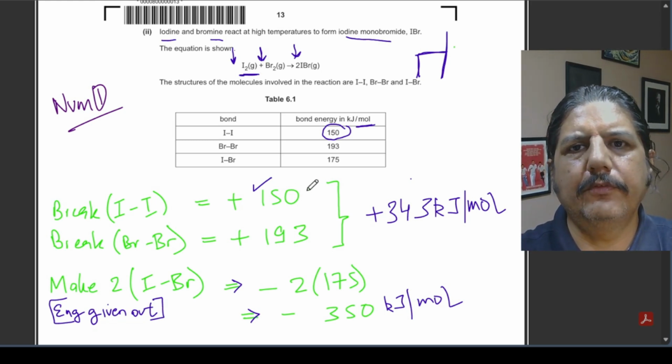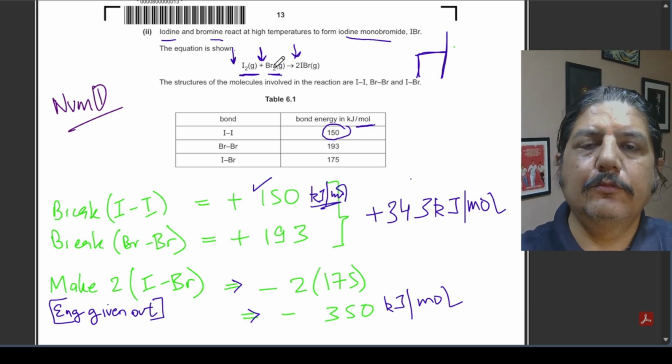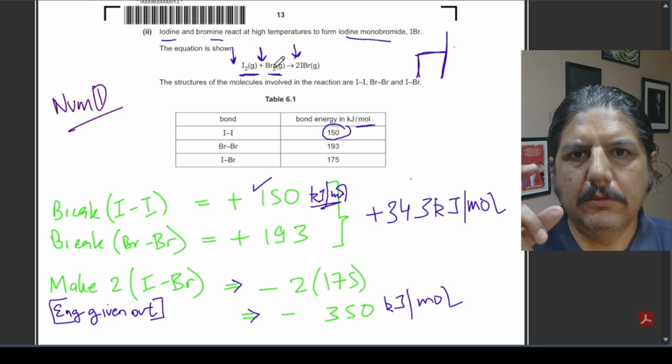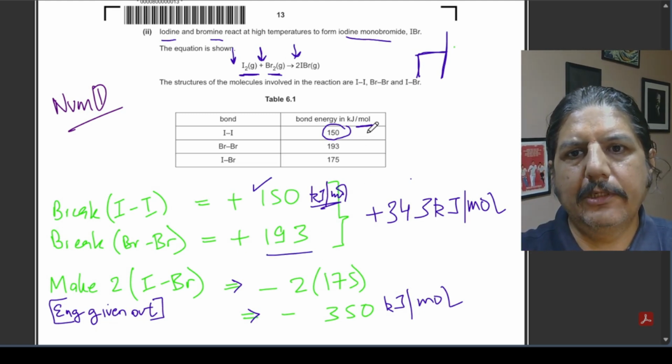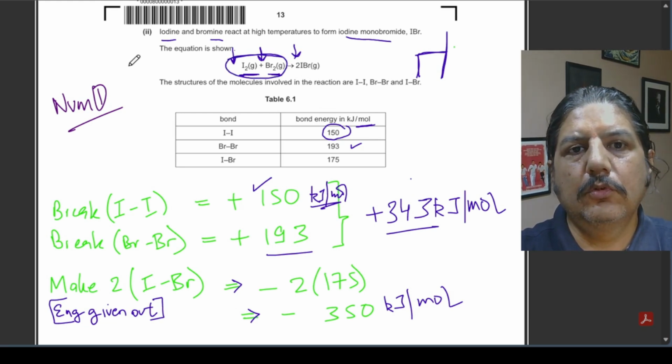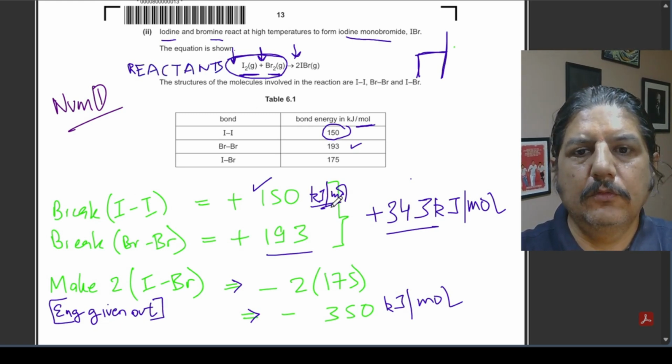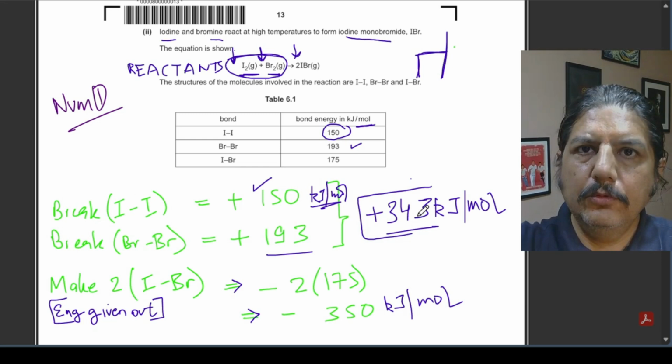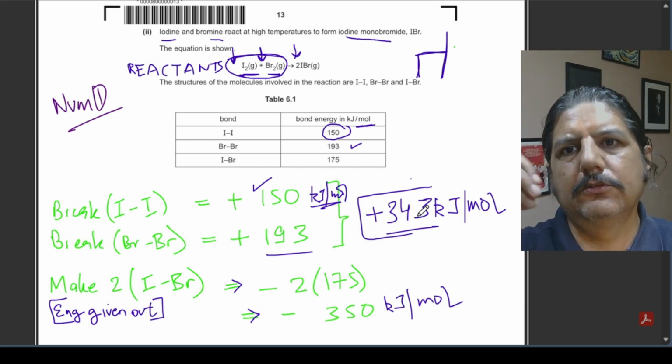So here I have to break 1 mole of iodine molecules. So I will be requiring 150 kilojoule per mole. I haven't written kilojoule per mole; you can write it here. Then next I have to break 1 mole of bromine gas molecules. So for that I will require 193 kilojoules. So total, this is the amount of energy which I require to break the reactants. I'll have to add that. So 150 plus 193 is 343 kilojoule per mole of energy I have to give in the system to break the bonds.